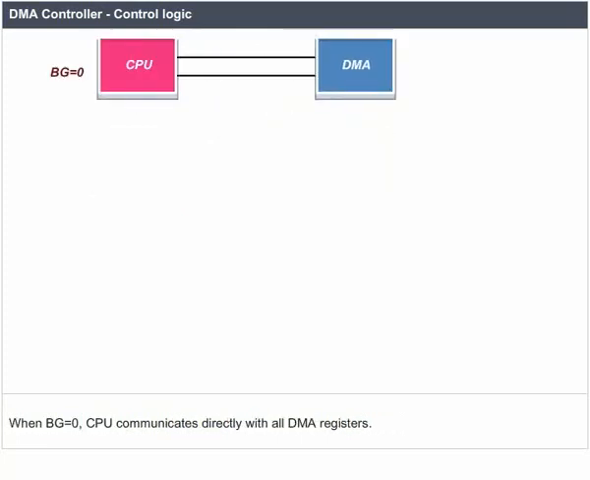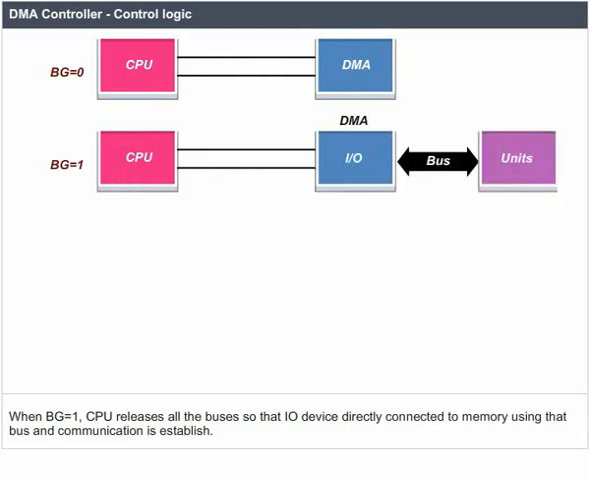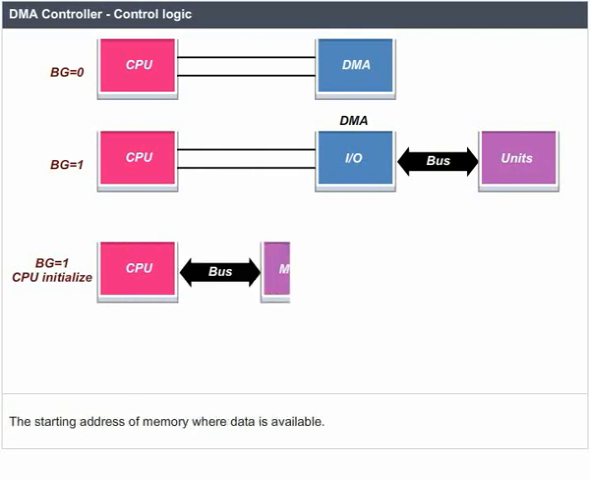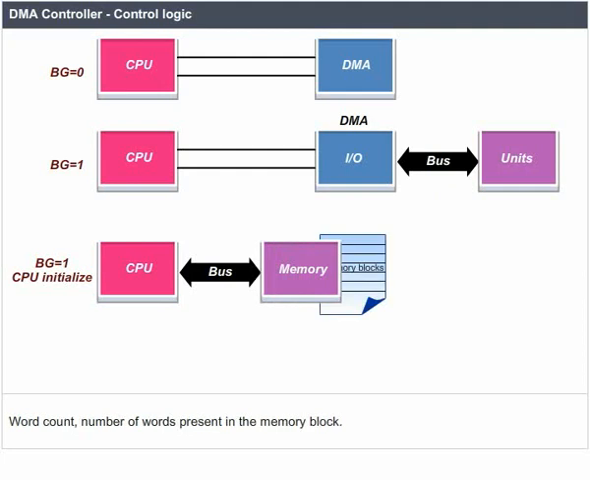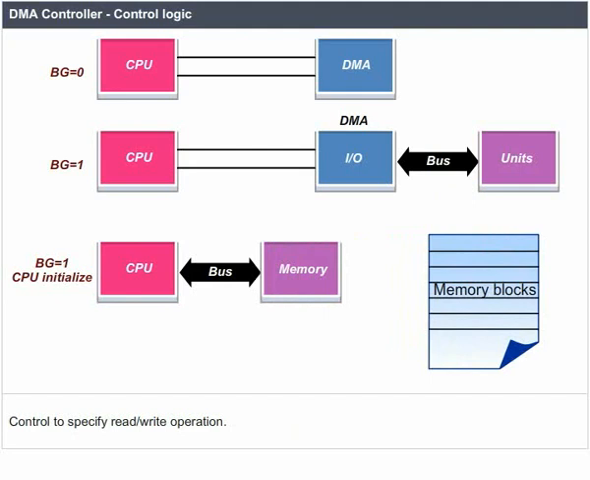When BG equals 0, CPU communicates directly with all DMA registers. When BG equals 1, CPU releases all the buses so that the input-output device is directly connected to memory using that bus and communication is established. When BG equals 1, CPU initializes DMA by sending the following information: the starting address of memory where data is available, word count, number of words present in the memory block, control to specify read or write operation.